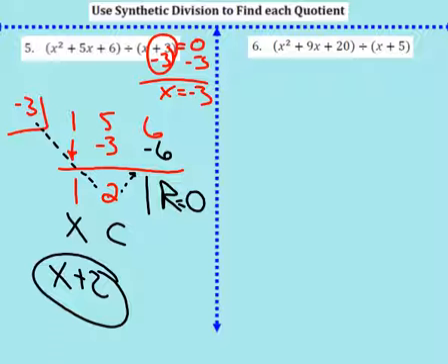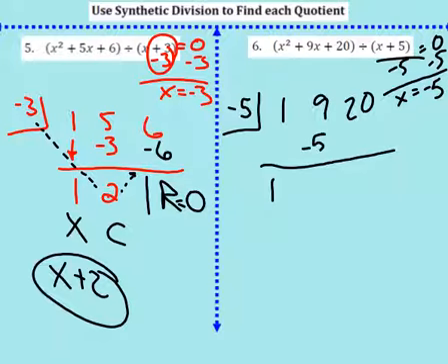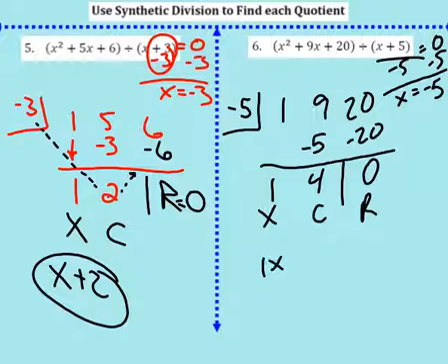If you want to keep going, this is plus 5. I know that it's going to be minus 5 equals 0 minus 5. So x equals negative 5. So then it's always going to be the opposite number. 1, 9, and 20. So you drop the 1. Times negative 5 is negative 5. Drop the 4. That's what they add up to be. It's going to be negative 20. This is 0. This is my remainder. This is my constant. This is my x. So it's going to be 1x plus 4.